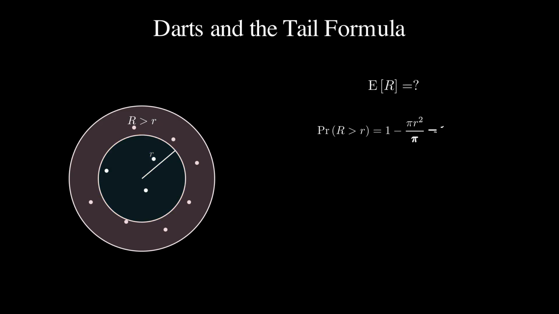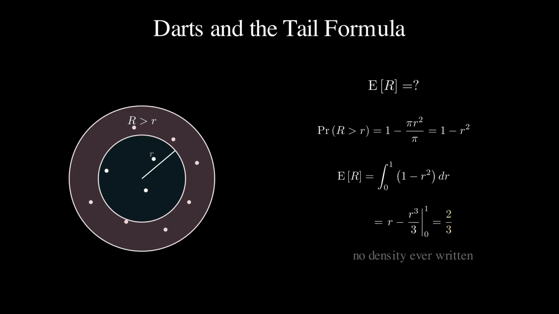The inner disk has area pi r squared out of pi, so the tail is 1 minus r squared. That is everything the tail formula needs. The expected distance is the integral from 0 to 1 of 1 minus r squared, which is r minus r cubed over 3, evaluated at 1, giving 2/3. Notice what never appeared, the density of r. The tail was pure geometry, and the tail formula turned geometry straight into a mean.